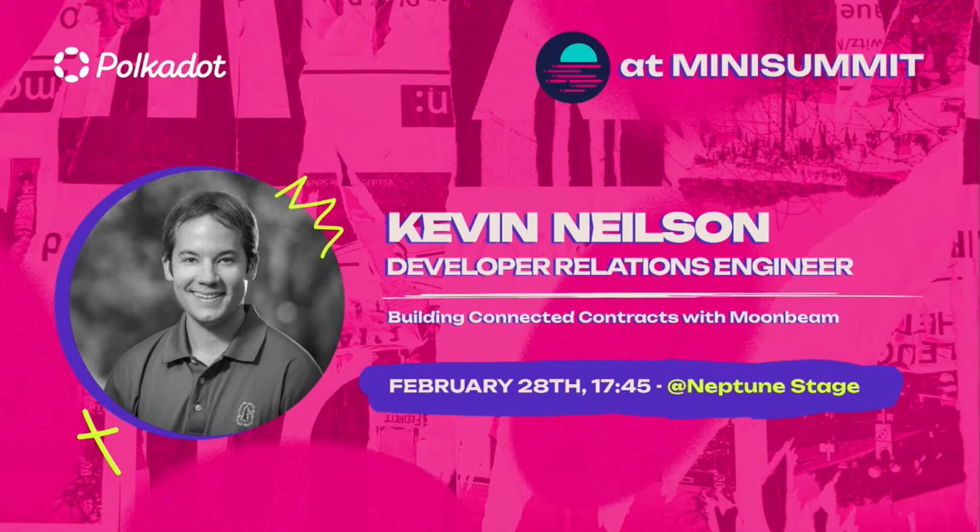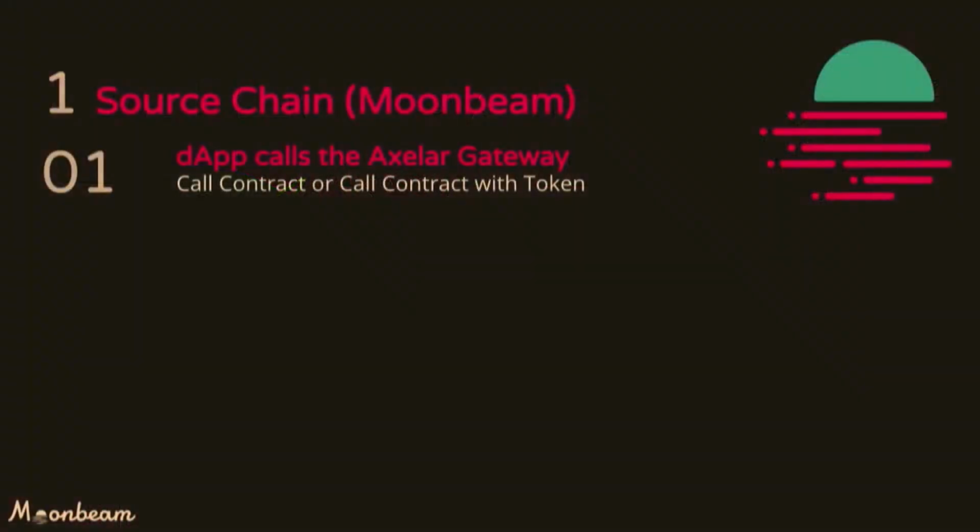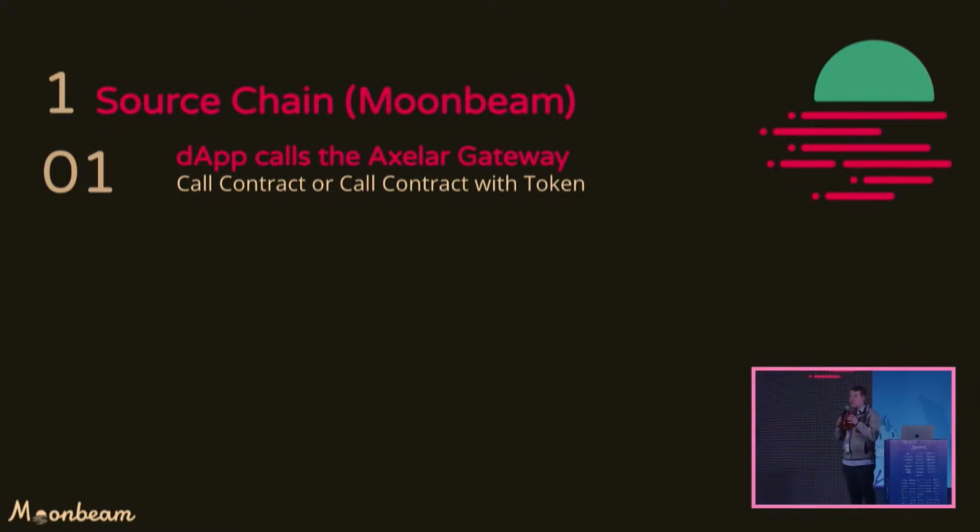So on Moonbeam, with the source chain, if I have a dApp that I'm creating and I want to use it to purchase the NFT on Polygon, the first thing that I'm going to do is I'm going to call the Axelar gateway contract.